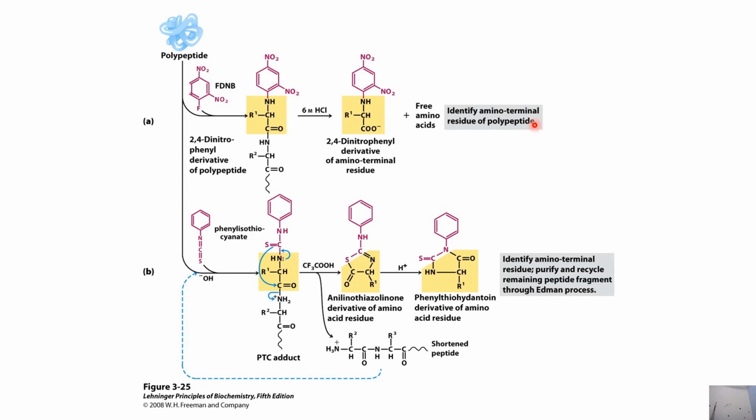Okay, so if you see this, there is the 2,4-dinitrophenyl derivative of polypeptides with FDNB, and then 6 molar HCl is needed to form the 2,4-dinitrophenyl derivative of the amino terminal residue, and obviously some free amino acids. Then there is also the need for phenyl isothiocyanate. We add it to form the PTC adduct, and then an anilinothiazolinone derivative of the amino acid is formed, which ultimately gives rise to the phenylthiohydantoin derivative of the amino acid residue.